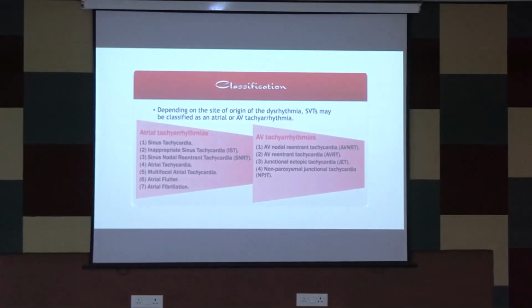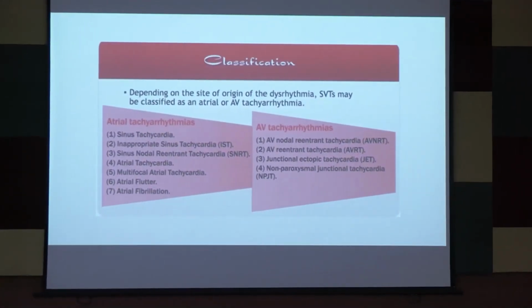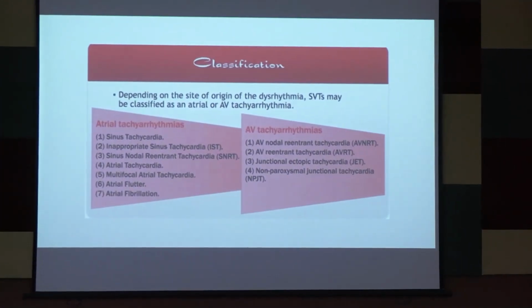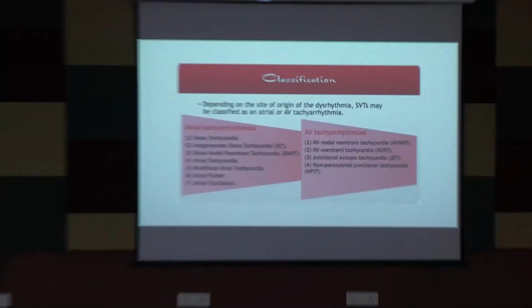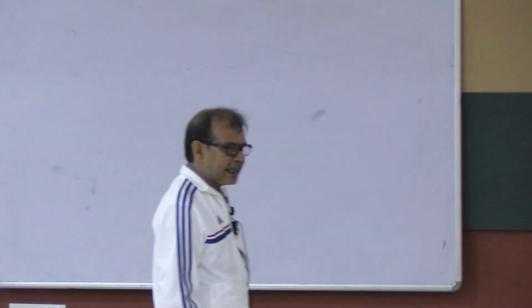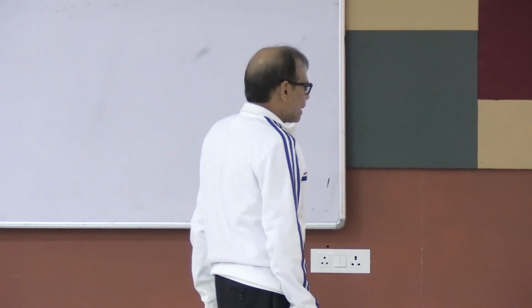Supraventricular tachyarrhythmia means the origin of arrhythmia is at SA node, atrium, or AV junction, or AV node. So above the level of the AV node and AV junction, any tachyarrhythmia is designated as supraventricular tachyarrhythmia. And arrhythmia below that level, that means in the Purkinje system or in the ventricular myocardium, constitute the basis for ventricular tachyarrhythmia.